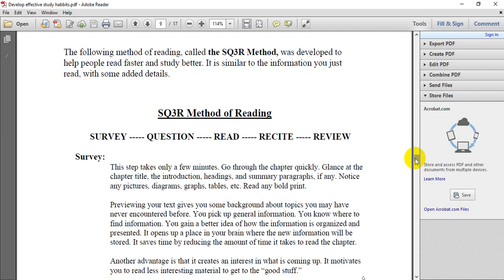The SQ3R method of reading. The following method of reading, called the SQ3R method, was developed to help people read faster and study better. It is similar to the information you just read, with some added details. So this way you can study from books.